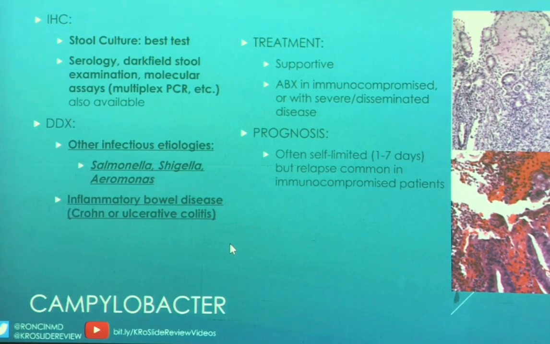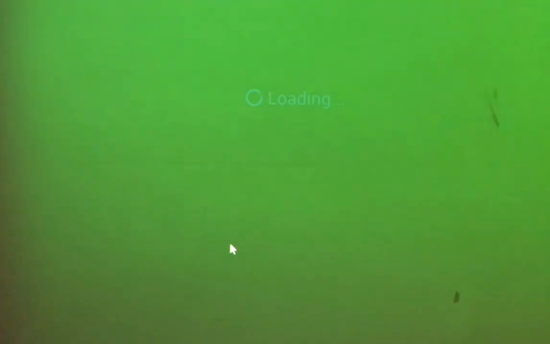So usually within a week, and they'll have complete resolution of all their symptoms within about 2 weeks. However, you want to consider relapse in those immunocompromised patients. So there's your Campylobacter. This is case 5.